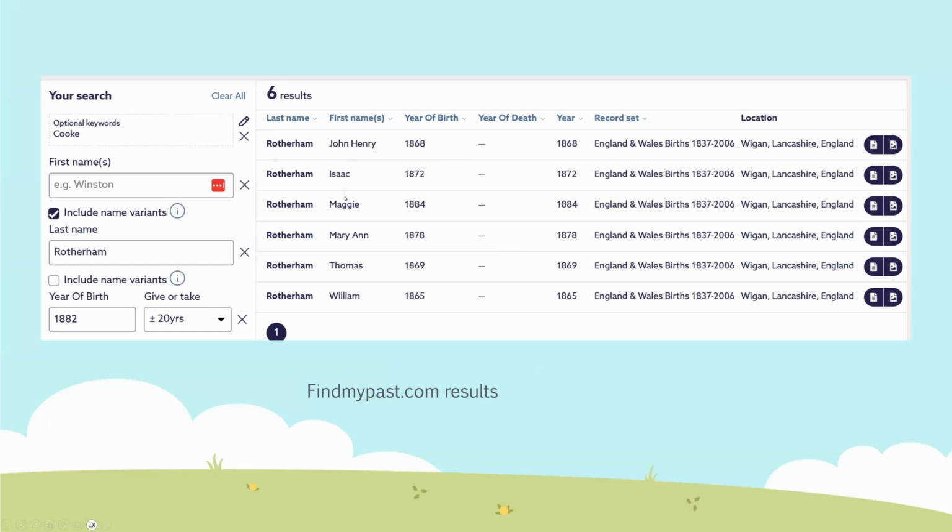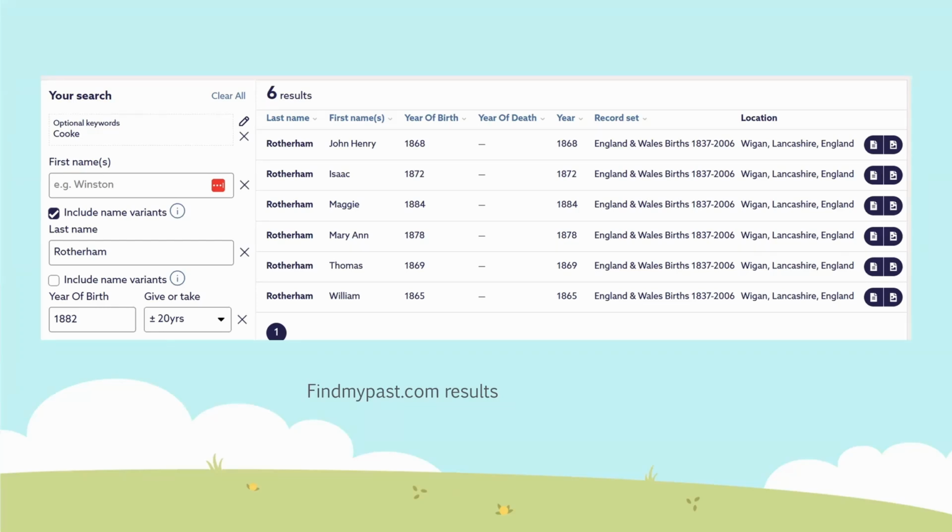You can see on this slide that there are actually 7 children there. Okay, 1, 2, 3, 4. Oh no, there's 6. And so what I was able to do is I came up with a ton of Rotherhams, probably 40 Rotherhams who were born in the Ashton-Makerfield area. And so I narrowed it down because that's a long time, 20 years plus or minus, that's 40 years. I mean, that's a long time. So I came up with a whole bunch.